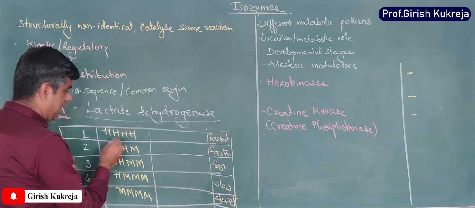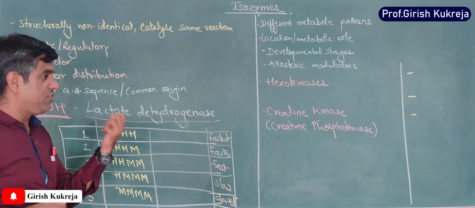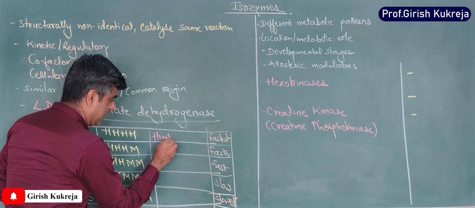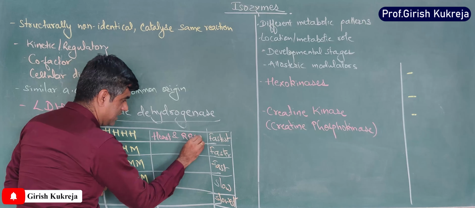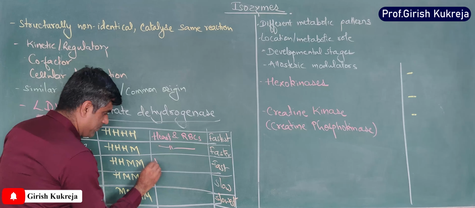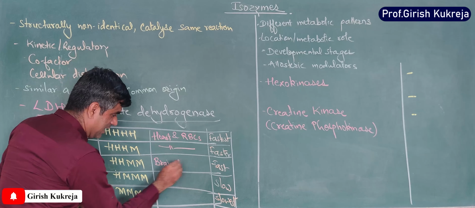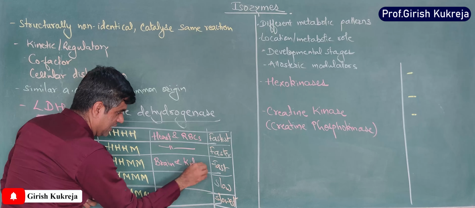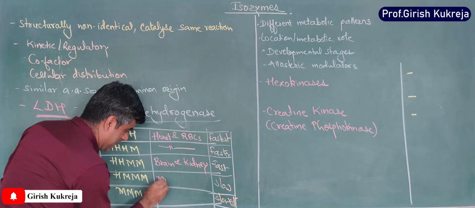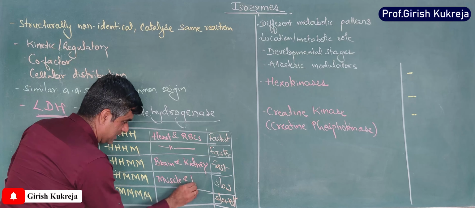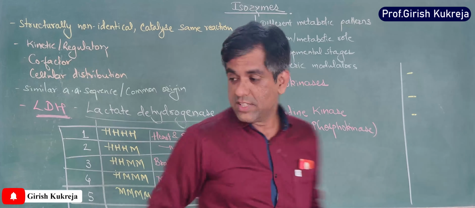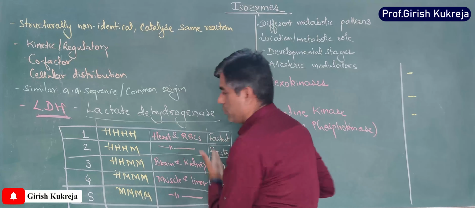Like this I'll predominantly find in your heart. I'll find them in heart and in erythrocytes, the RBCs. This also I'll find in heart and RBCs. This, the 50-51, I'll find in brain and kidneys. And this more M kind of a thing, as the name suggests, I'll find more in muscles and liver, so in skeletal muscles and liver. So I have these different isoenzyme forms.